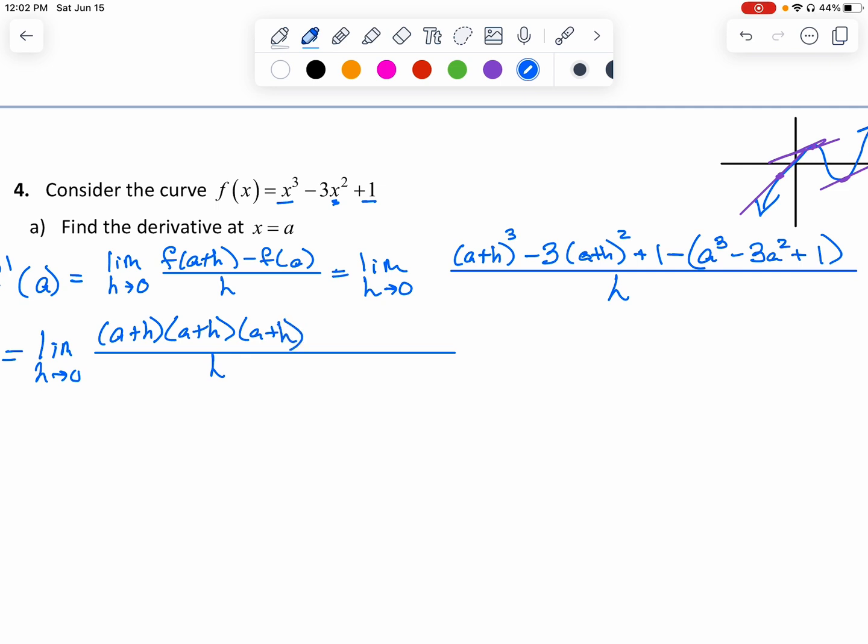And then I have a minus 3. I want to distribute in there, but I can't do that just yet because it's got an exponent. So exponents first. So I'll do a minus 3, and then I do this exponent, so a plus h, that's really a plus h times a plus h, or it's a perfect square binomial, so I can write that as a squared plus 2ah plus h squared.